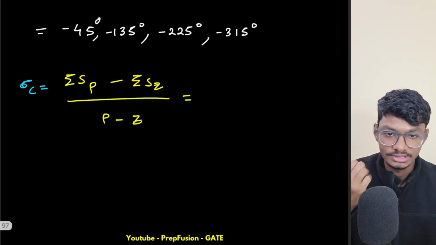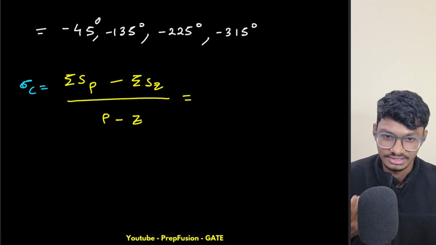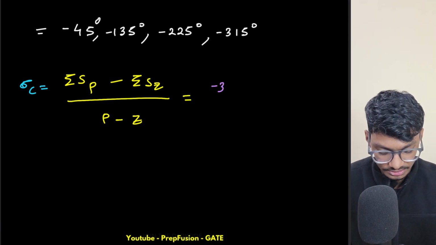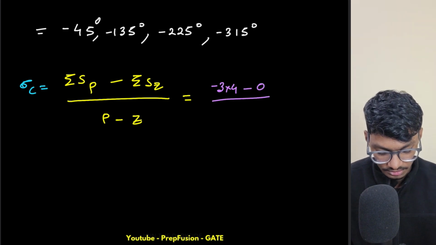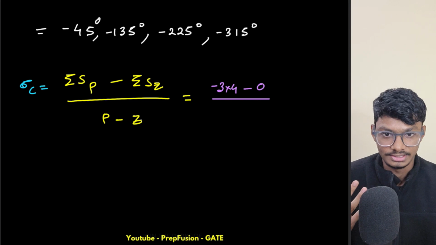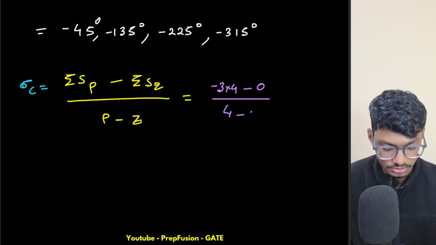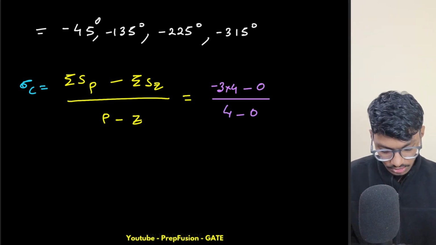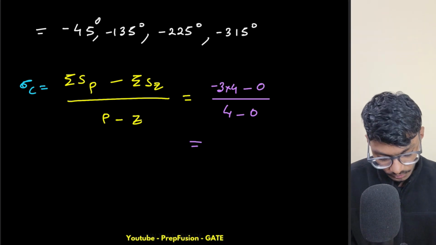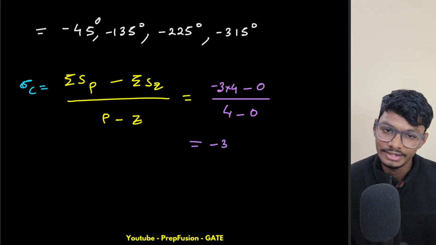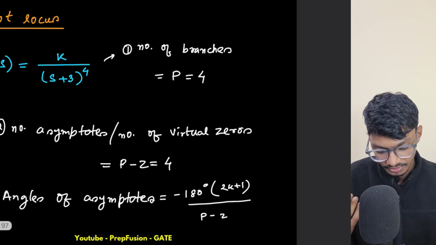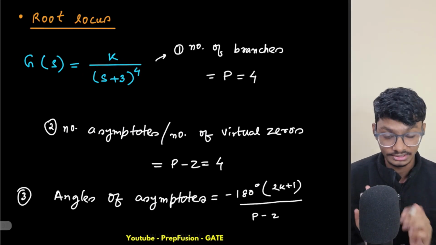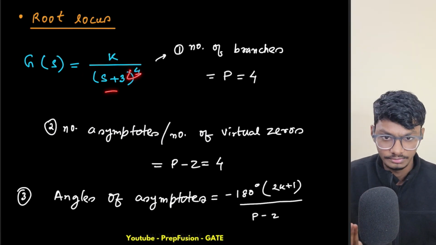So I have 4 poles at minus 3. So simply minus 3 plus minus 3 plus minus 3 plus minus 3 is minus 3 times 4, minus 0, divided by P minus Z. P is 4, the number of poles, and Z is 0. So now this becomes simply minus 3 itself. So the centroid is minus 3. It will always be like that whenever I have an equation like this in the power format, right? The centroid will be at minus 3.